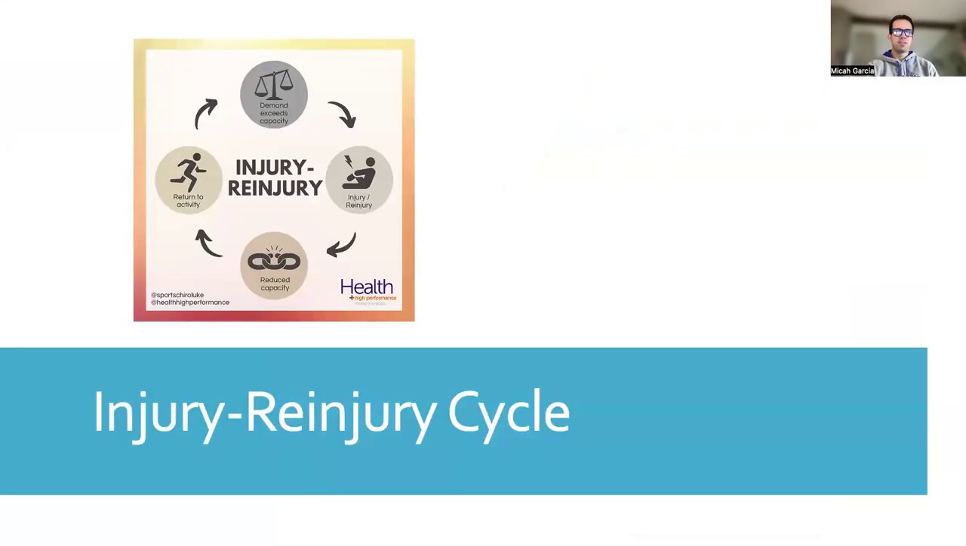Now, oftentimes there's going to be this injury, re-injury cycle, because sustaining an injury once is one of the strongest risk factors for sustaining a subsequent injury. So what you see here with this injury, re-injury cycle is that at the top, there's going to be some type of demand that's going to exceed the capacity, whether in an acute or a chronic fashion, which will then lead to an injury or re-injury.